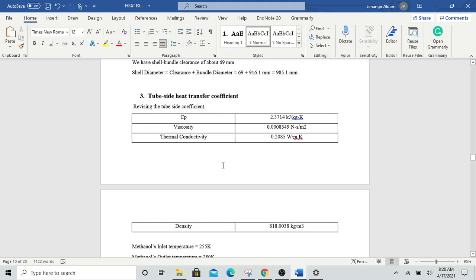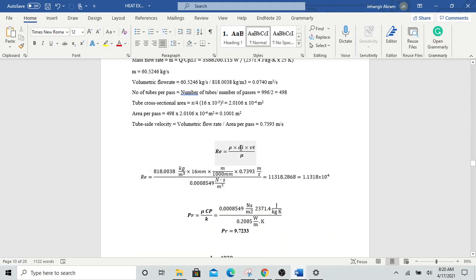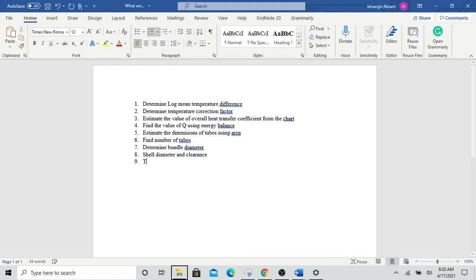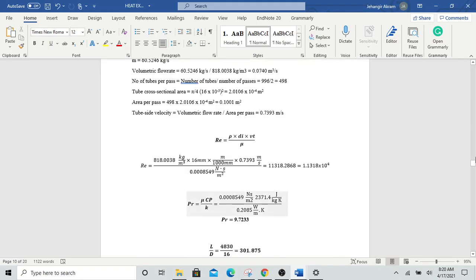Next we will determine the tube side heat transfer coefficient. It's one of the easiest parts. First of all, you will have to determine the Reynolds number. After that, of course, you have to resolve the individual parameters needed for the Reynolds number, like properties already given by our ChemCAD or some other book from where you got those properties.